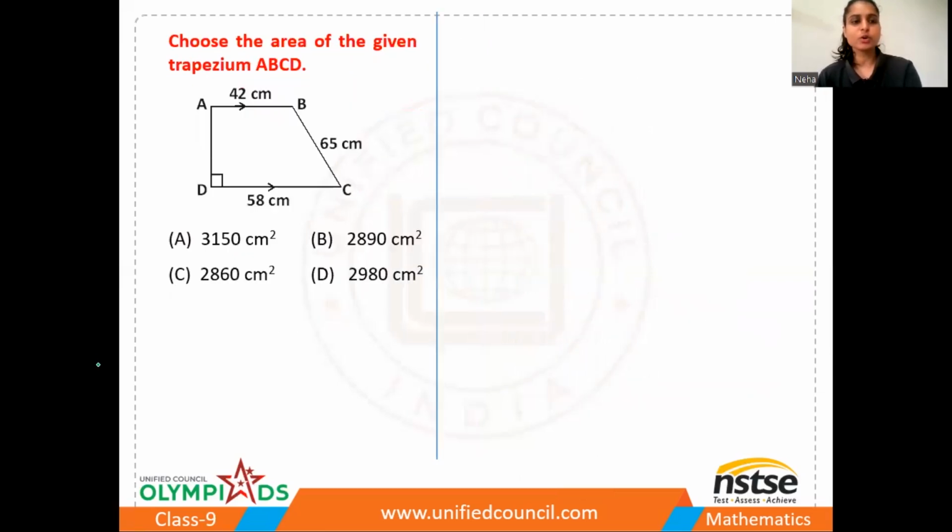So the next question is also quite simple and quite interesting. Yeah, the question has some calculation, but it is not very difficult. So here my question is: choose the area of the given trapezium ABCD. So ABCD, this is a trapezium, right? In which some sides are given: AB is equal to 42 centimeters, CD is equal to 58 centimeters, BC is equal to 65 centimeters. So what I'm doing, I'm just creating a straight line.